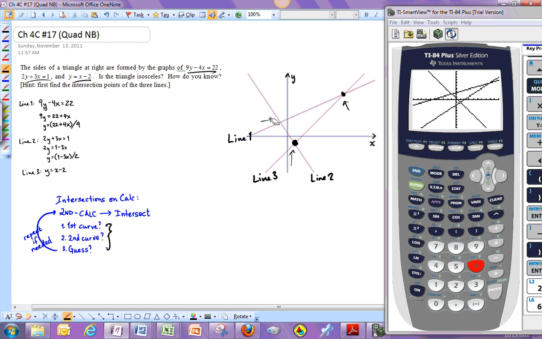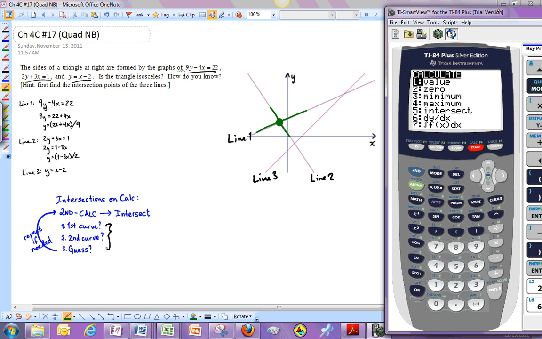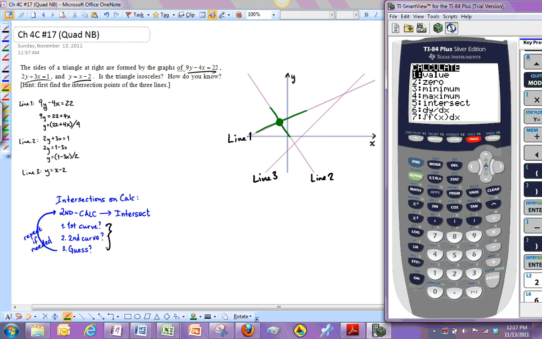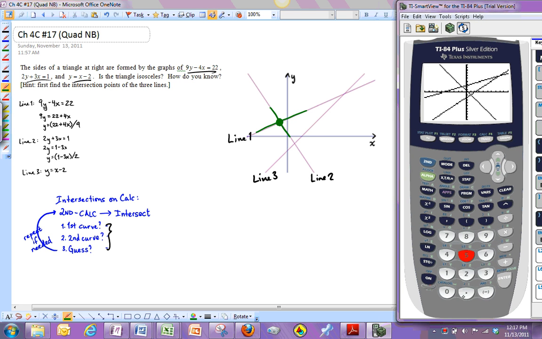So let's, for example, say that I'm going to try to figure out where this particular intersection point is. So notice it's the intersection of lines 1 and 2. Okay, so I'm going to follow my directions: second calc, intersect, number 5. And I'm going to tell it I want it to look at lines 1 and 2. Well, it's already on line 1. You can see the cursor right here as it asks me first curve. So I'm going to say enter because it's already on the line that I want.